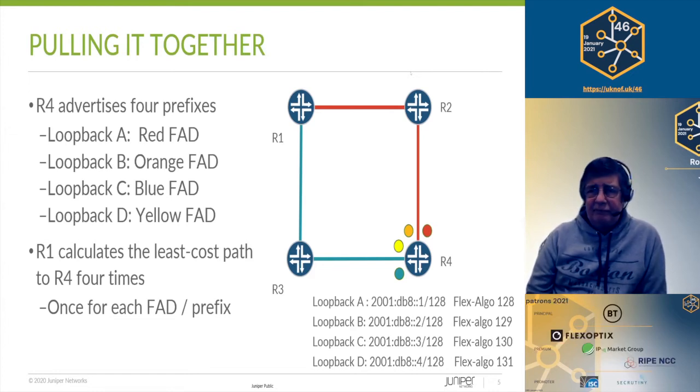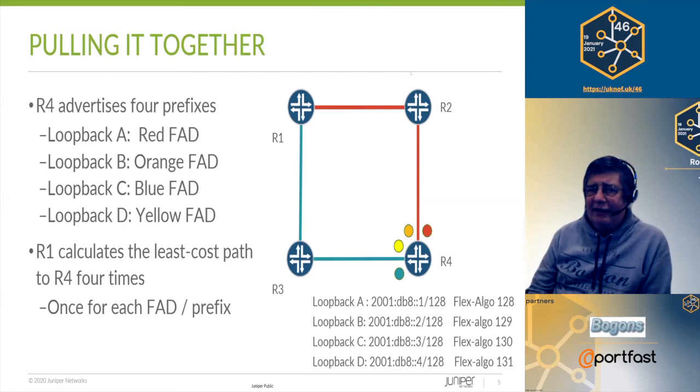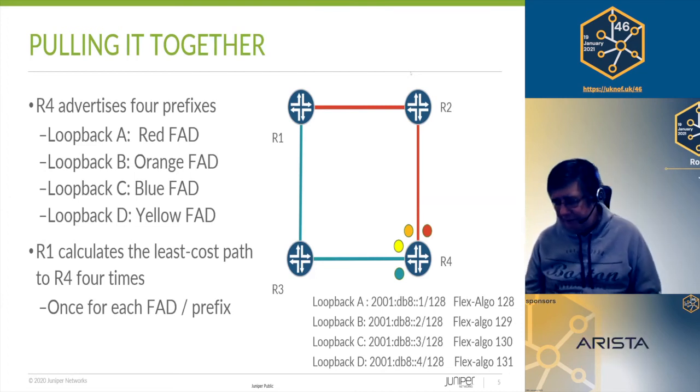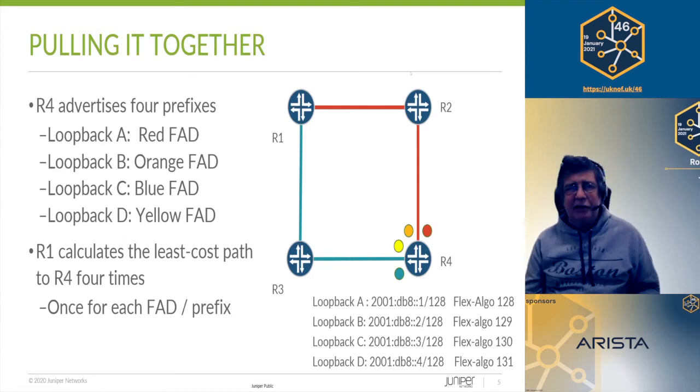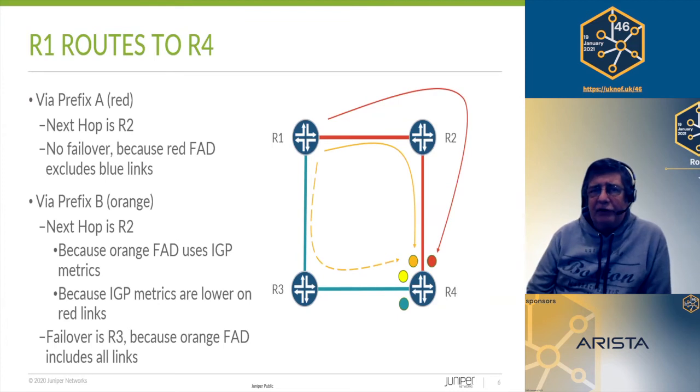So let's take a look at R2. It's going to calculate its best path to R4 4 times, once for each loopback address. And it's going to use the constraints that it learned in the associated FAD. So what does this look like? Let's take a look at R1's routes to R4.